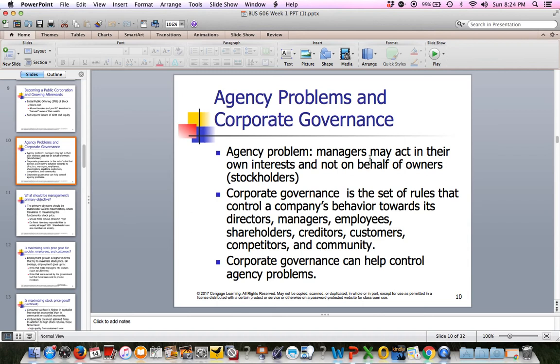So corporate governance is rules and bylaws that a company has on hand that monitors the behavior of employees, directors, managers, shareholders, creditors, customers, competitors, community. Basically, any stakeholder of a corporation should be governed to some degree by the corporate bylaws and corporate governance. And you could do a whole class based on corporate governance. But that's the agency problem, is how do you make sure that managers are looking out for the best interest of the shareholders and not necessarily themselves.